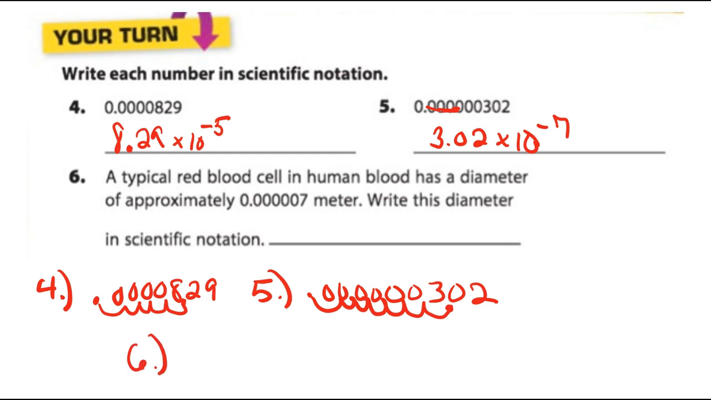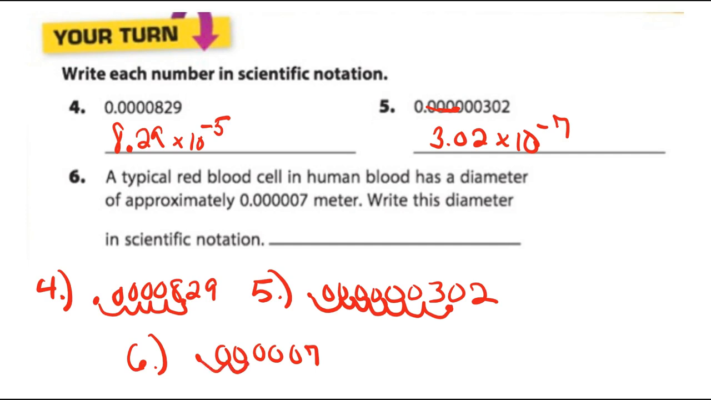It says a typical blood cell in human blood has a diameter of approximately 0.0000007 meter. We want to write this in scientific notation. I'm right here. Okay, so I want to move it until I get a number that's greater than 1 but less than 10. I can tell right now my 7 is going to be my number.